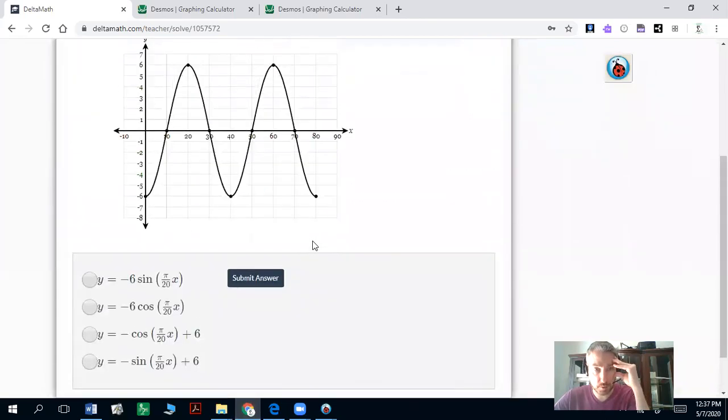Now, if this is multiple choice, remember, this is a negative and it's a cosine. And because it has a midline of 0, it's going to be there.